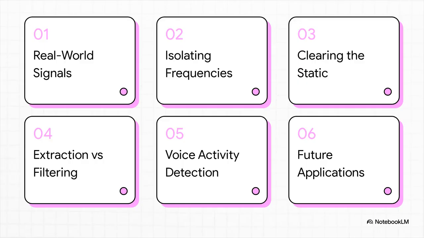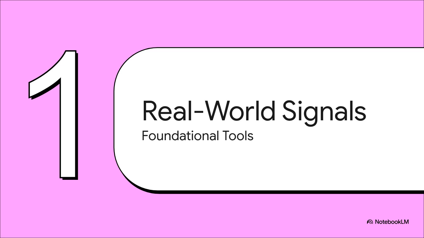To do that, today's roadmap will take us through 6 key areas: real-world signal processing, isolating frequencies, clearing the static, feature extraction versus filtering, voice activity detection, and finally, we'll wrap up with future applications. Starting off with Part 1, Real-World Signal Processing.